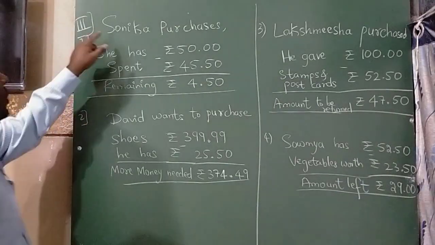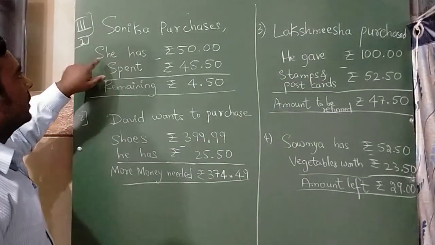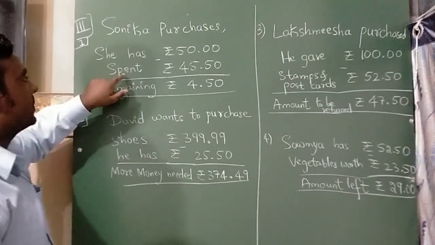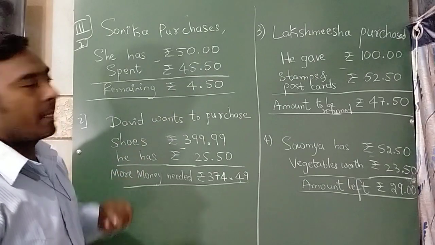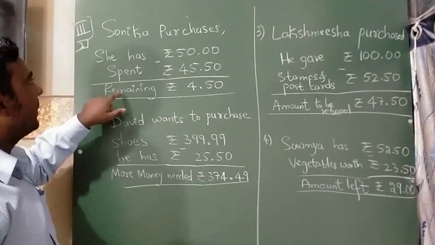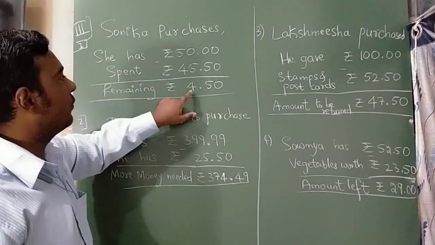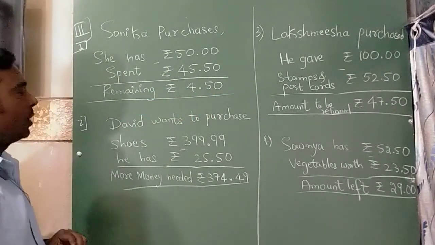Next question is, Sonika purchases. Okay. So she has rupees 50 and she has spent rupees 45.50. So the remaining amount she has is, if you subtract these two, you will get 4 rupees and 50. That is the remaining amount. Fine.